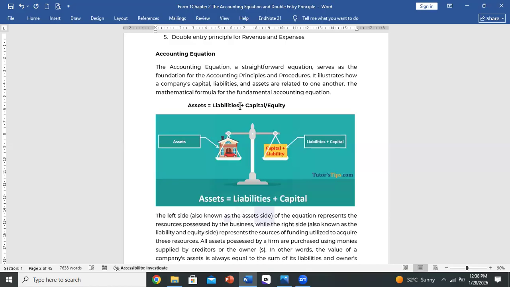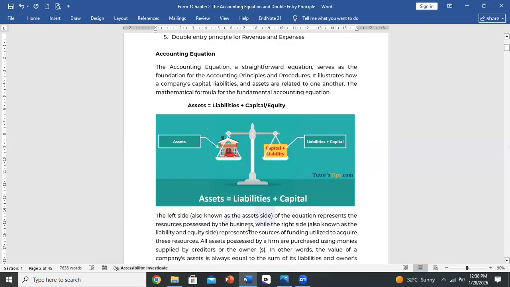What it means is that the resources that a business has, the sources of those resources are either from the owners or other people who are not owners. That's what it means, basically. Please, do we appreciate that point? Yes. Great.